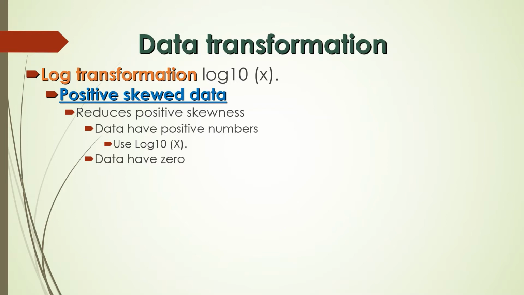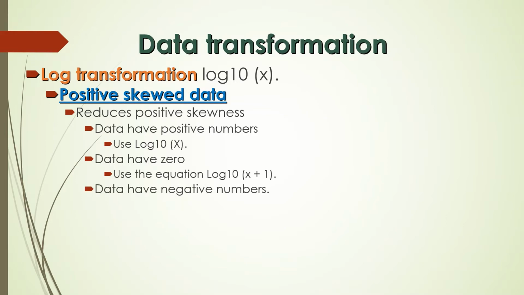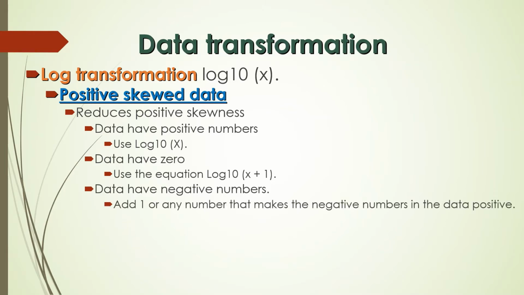If your data has a zero, you cannot do a log 10 of a zero, so you need to use the equation of adding the number 1 to all your data and then doing the log 10. So using the log 10 of x plus 1. If your data have a negative number, you have to change this number to become positive. The way to do that is to add 1 or 2 or 3, a number that makes the negative numbers in your data positive. So you do a log 10 on the x, either plus 1 or plus 2 or plus 3 and so on. That converts the negative numbers into positive.